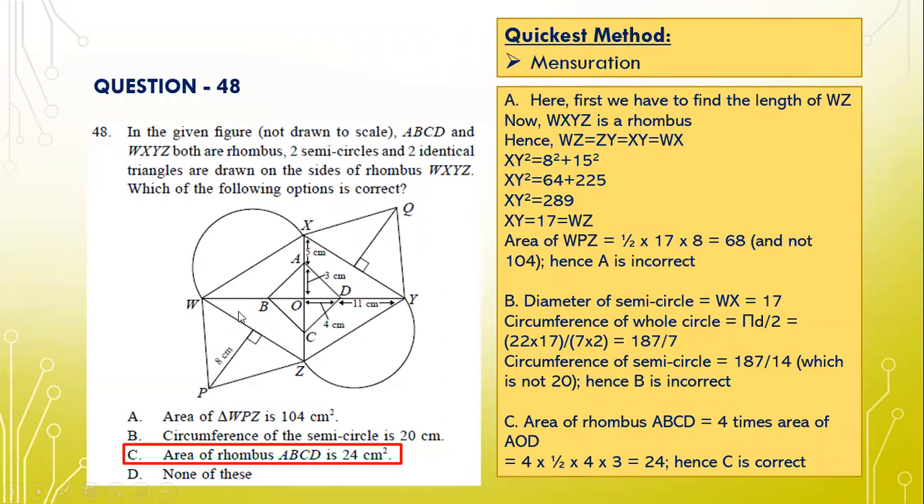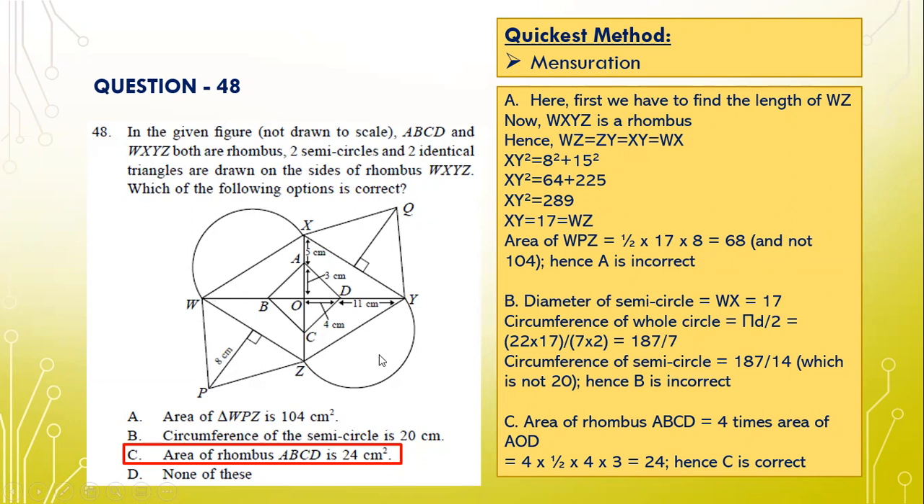So now find the area. Area is half into base, half into 17 into altitude, which is 8. Half into 17 into 8 is 68. So area of WPZ is 68 and it is not 104. So A is false.